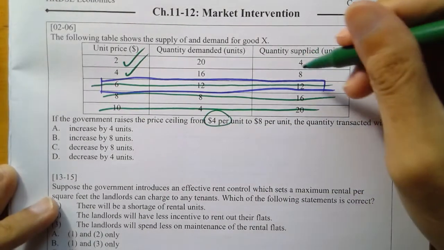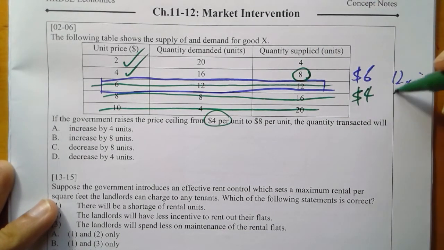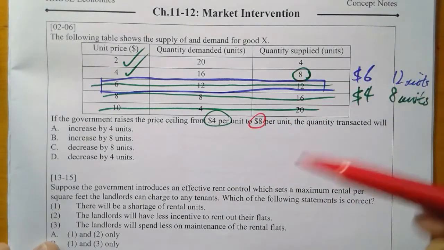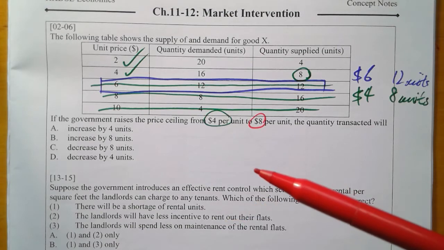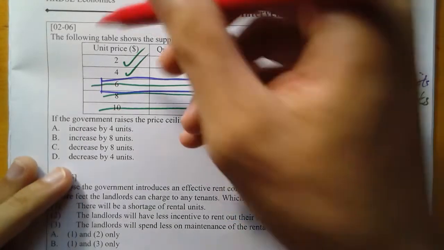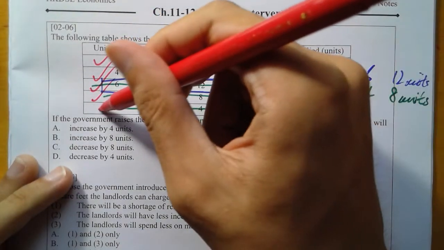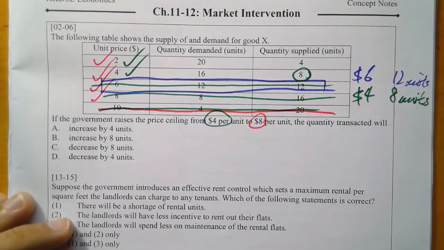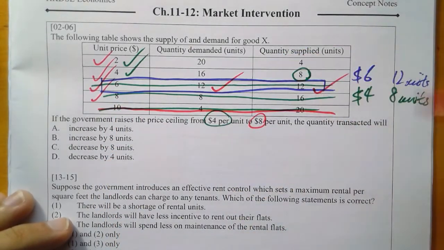Remember, take the smaller. So, we know it will be $4, 8 units. Now, the final situation is $8. Let's use a red. Okay, red here. Now, $8: 2 okay, 4 okay, 6 okay, 8 okay, but 10 not okay. Right? Now let's see. Now use some imagination. $6. Oh, it works, meaning 12 okay.